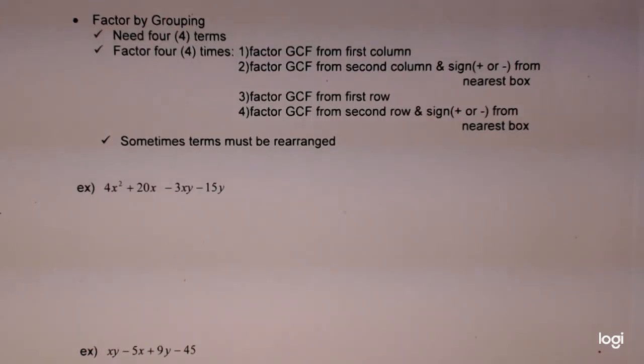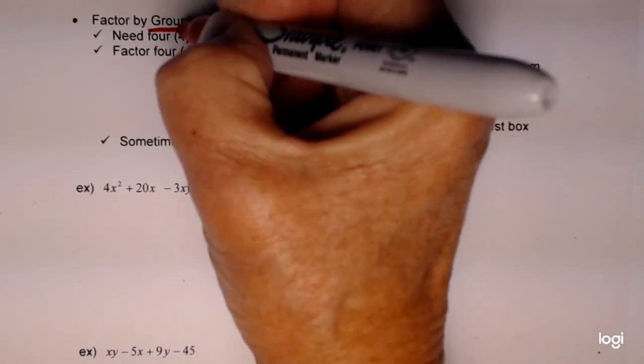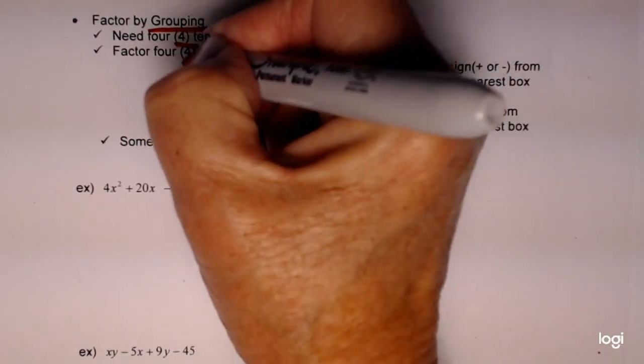So we have looked at our first method of factoring, greatest common factor, which we can use regardless of how many terms we have. We have 2 terms, 3 terms, 4 terms, 5 terms. Heaven help us if we had 6 terms, but greatest common factor can be used regardless of how many terms we have. This next method of factoring we're going to use, factor by grouping, we need 4 terms.